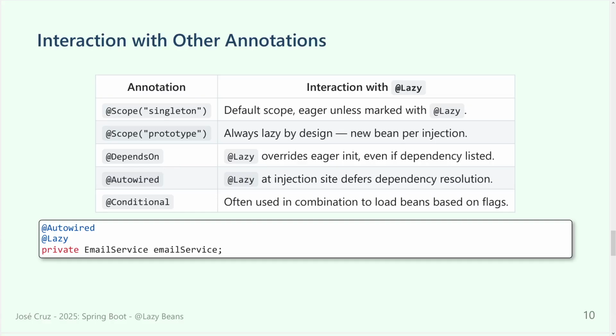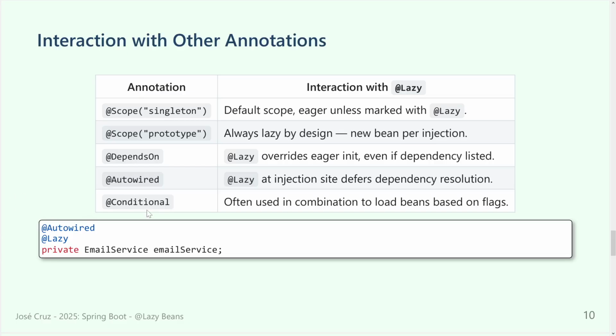So lazy overrides eager initialization, even if the dependent is lazy. The description already said so: lazy will be the priority here. You can use lazy on the same place as the autowired, at the injection site, which defers the dependency resolution, not the bean initialization. When you put lazy on the component, it's on the initialization. When you put it on the autowired, it's the injection. It's the same annotation, but with different behavior.